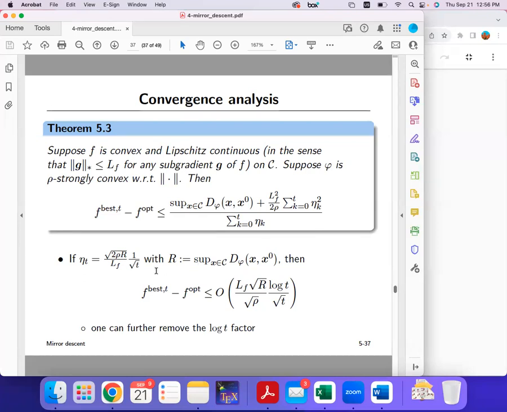In particular, if we choose such a step size, it's roughly 1 over square root of t, but also with this constant coefficient, 2 times rho times r. Well, the rho is that strong convexity parameter. This is the Lipschitz parameter. R is the diameter of this constraint set under the phi divergence.